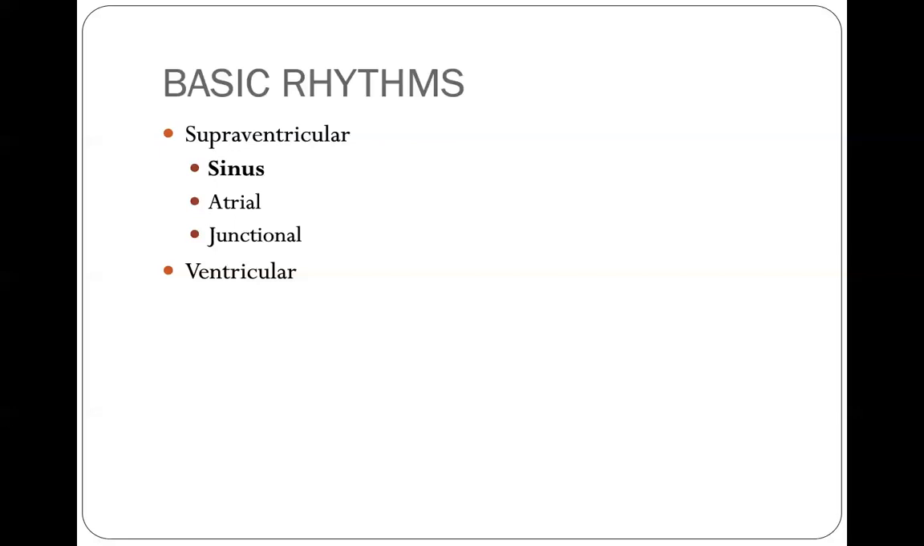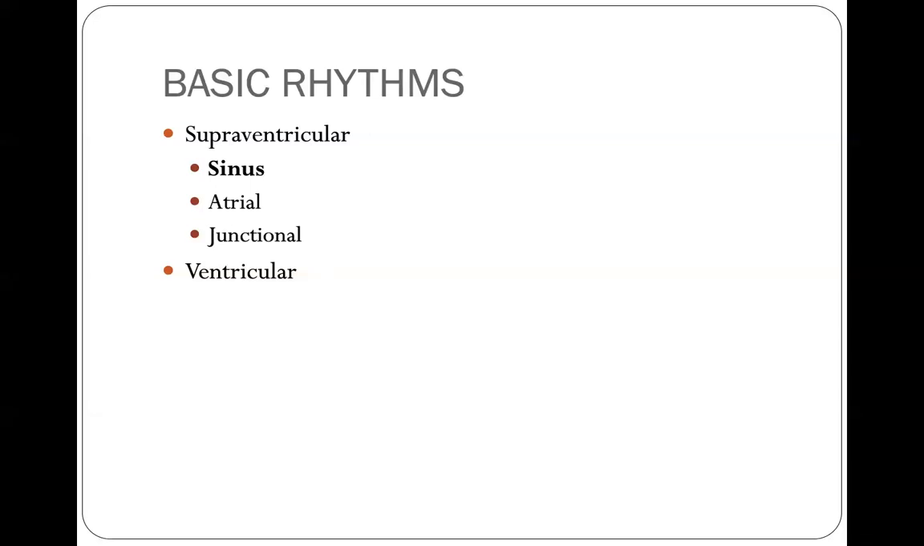Supraventricular means that the pacemaker is starting somewhere in the sinus node, the atria, or the junction, and it is initiating a normal QRS complex. Remember that the PR interval has all autorhythmic activities taking place before the QRS complex. So anything initiated anywhere within that PR interval is supraventricular. And ventricular means that the contractile cells of the ventricles are initiating the rhythm.